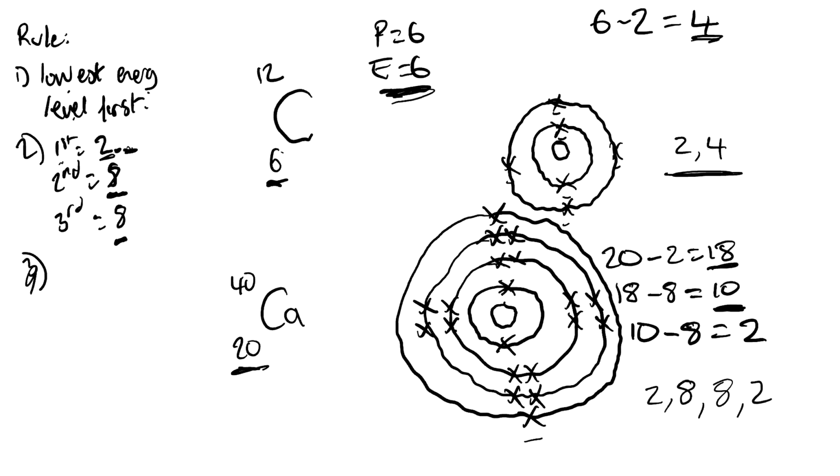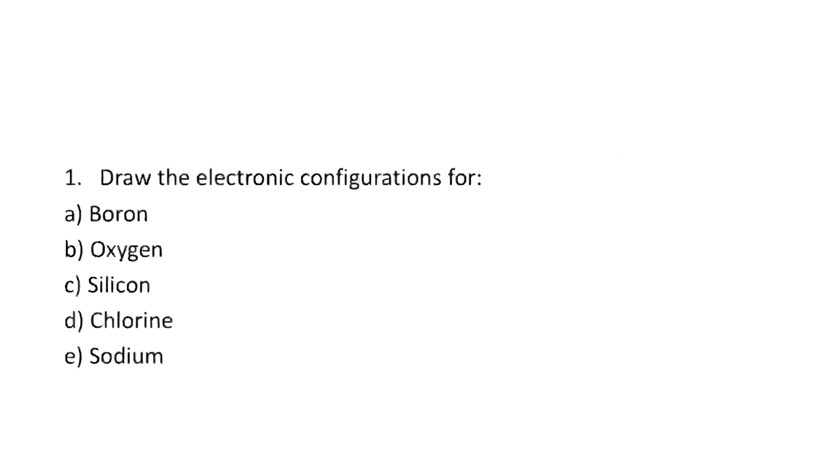So what I want you to now do is have a go at some of your own. Okay, so we've got the electronic configurations. I'll draw the electronic configuration for boron, oxygen, silicon, chlorine, and sodium. Okay, pause the video and then restart when you're done and we'll go through the answers. So pause the video now.